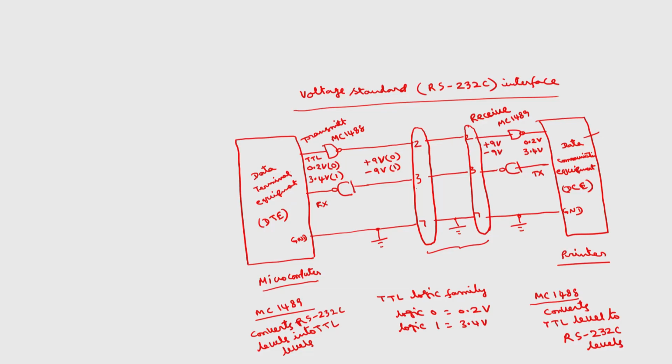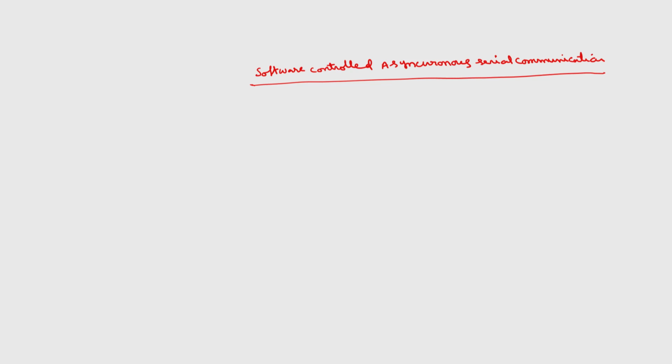With these data communication concepts, we will go for the implementation. We can do this implementation using either hardware or software. First I will discuss the software-controlled asynchronous serial communication, and after that we will go to the hardware-based one, how to enable serial communication using hardware.